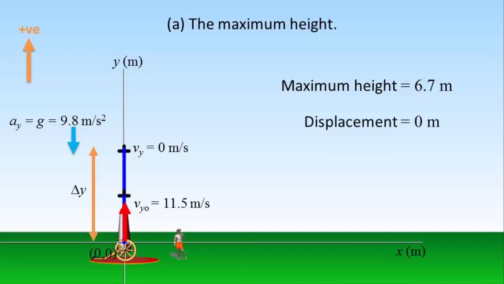The total displacement of the projectile in the y direction throughout the entire motion is 0 because the projectile falls down again from its maximum height to its original position. So the difference between the start position and the final position of the entire motion is 0. The total distance traveled though is twice the maximum height, or 13 meters, because the projectile covers a distance of 6.7 meters going up and 6.7 meters going down.